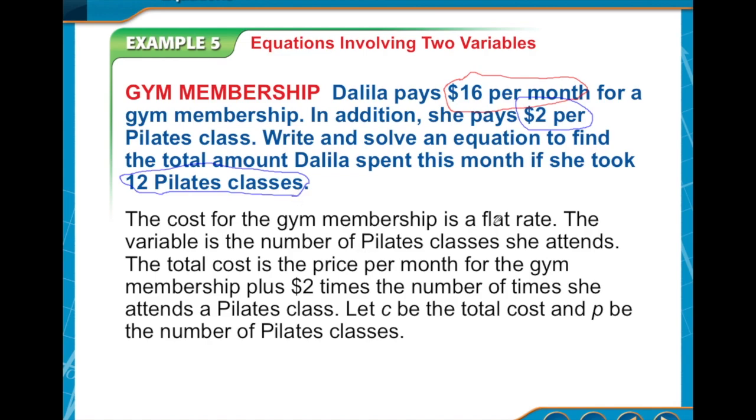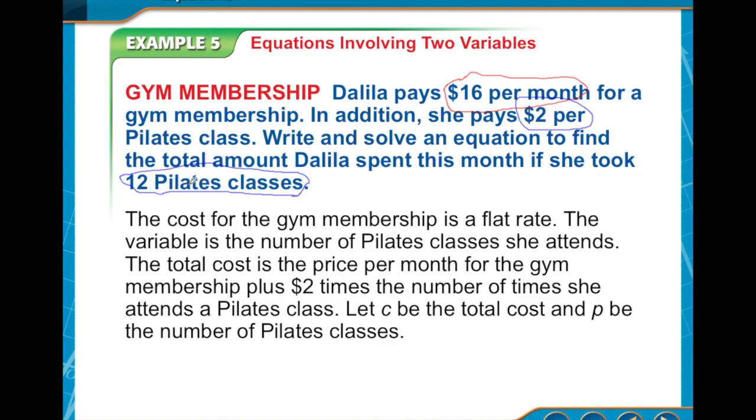So we need to use those numbers and the context to understand what the cost is going to be for Dahlia. So we know the cost of the gym membership is a flat rate. She pays that every month. Every month she pays $16. The variable is the number of Pilates classes she attends. So every time she goes to another Pilates class, she has to pay $2. So that's a determining factor in how much she's going to spend on going to the gym. So the total cost for going to the gym in 1 month is going to be the price of the gym membership, $16, plus 2 times the number of Pilates classes that she goes to.